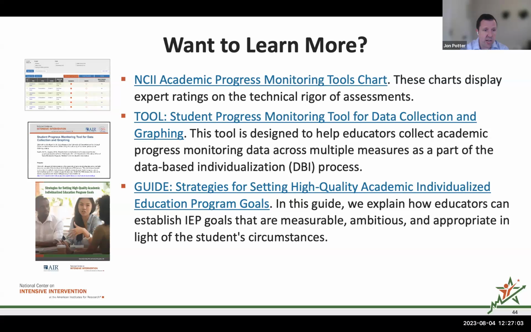And then there's a guide in there, strategies for setting high quality academic individualized education goals. It's going to go over a lot of what we talked about today, but it's a nice handy take home guide. I think that graphic that I shared with the different goal setting strategies might be a part of that. But it's on the website if it's not a part of that, but a nice resource for a lot of what we talked about today and kind of a one-stop shop.